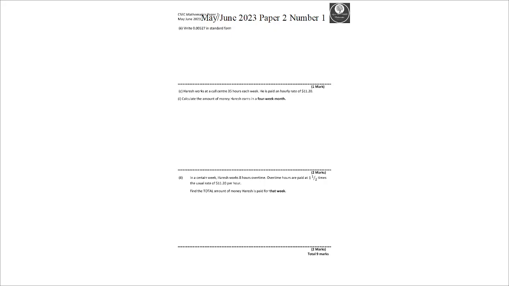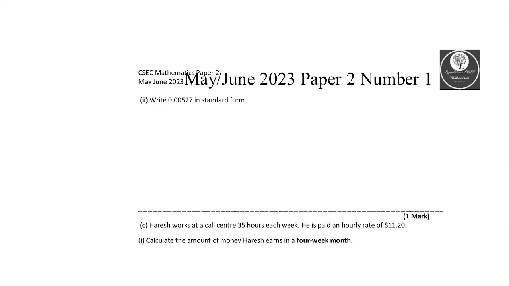This question, the first question says write 0.00527 in standard form. You can use a calculator like I showed you, or you can do it manually. You want 1 digit in front of your decimal point, so you shift it 1, 2, 3. So it'll be 5.27 multiplied by 10 to the power of what? Because you shifted to the right hand side in standard form, it's negative. How many places did you shift? 3, so it will be to the negative 3. And that is your answer.